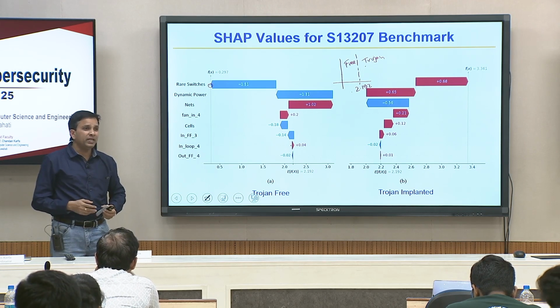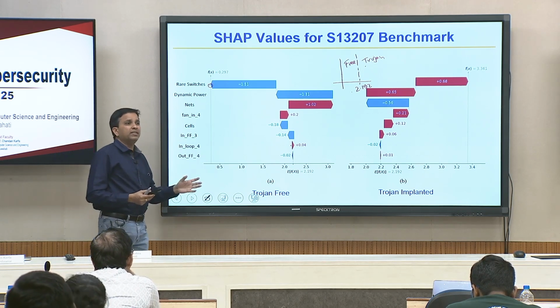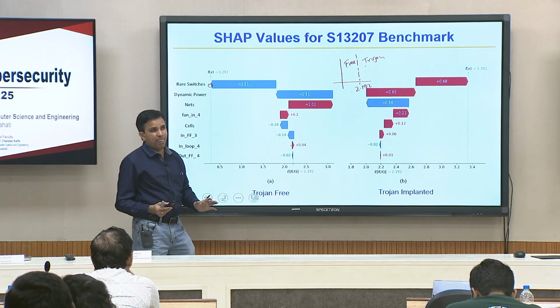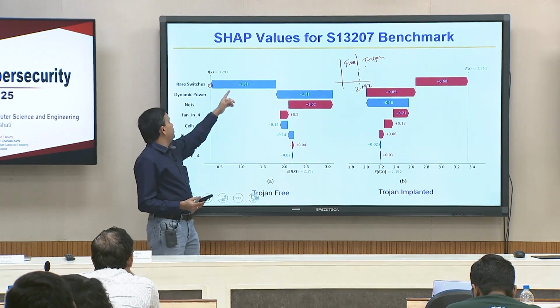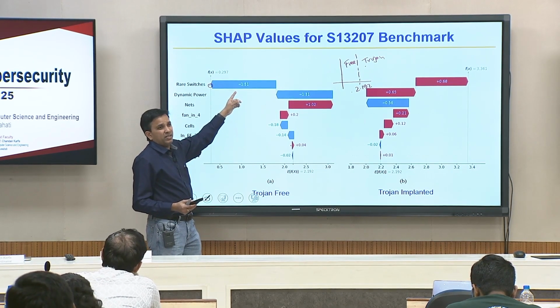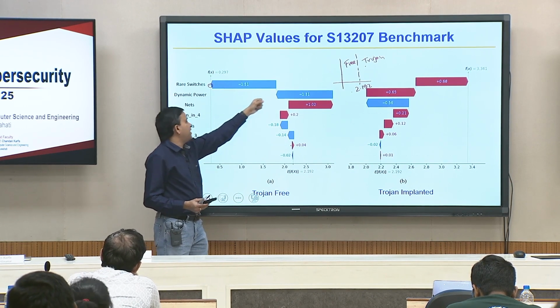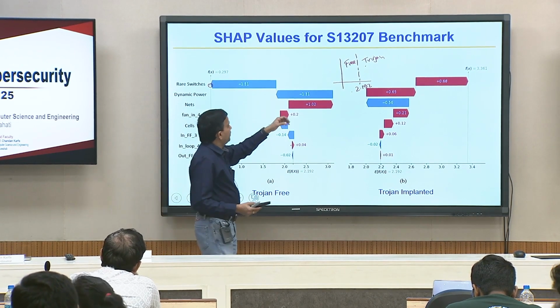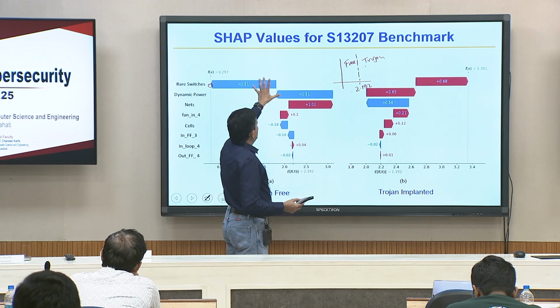What do you want to do with it? Let us say you gave a new design and it made a wrong prediction. Then you know which feature had the highest priority, who pulled the maximum, because two features pulled the maximum in this direction.